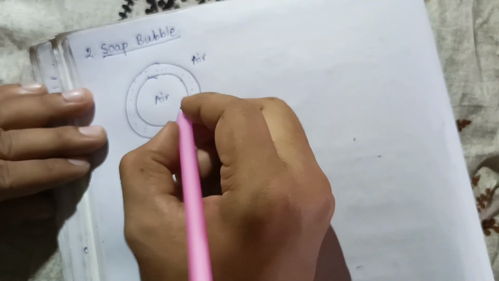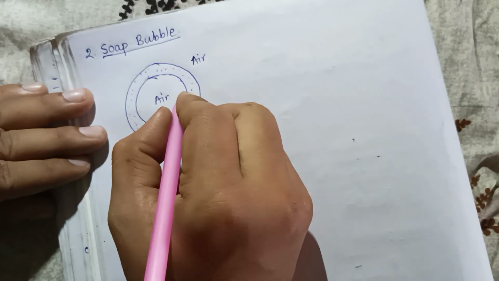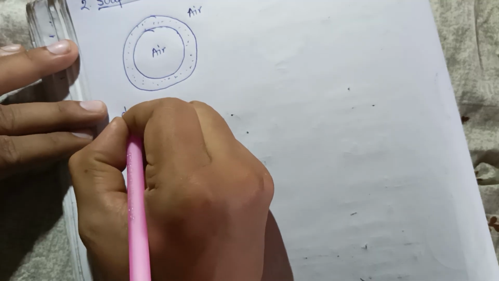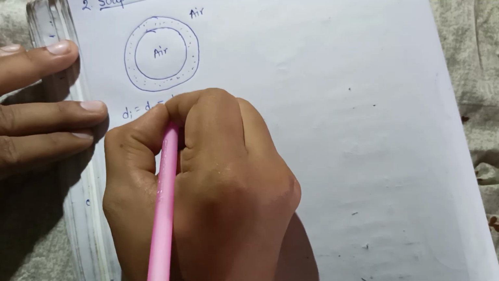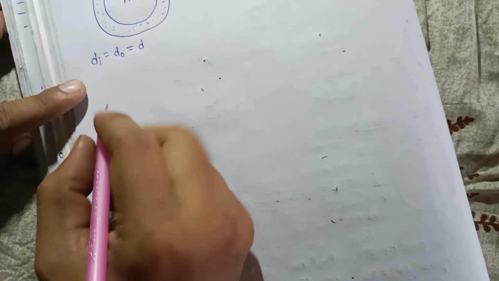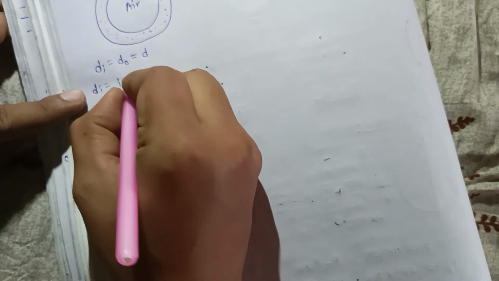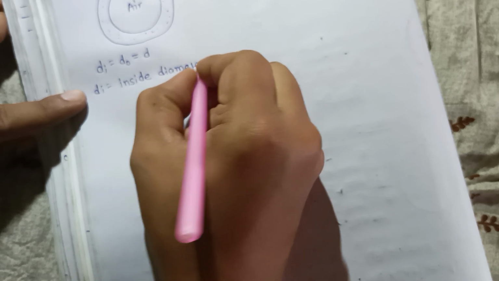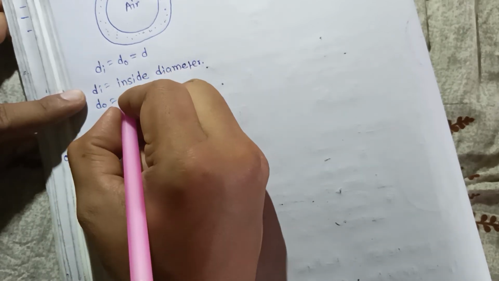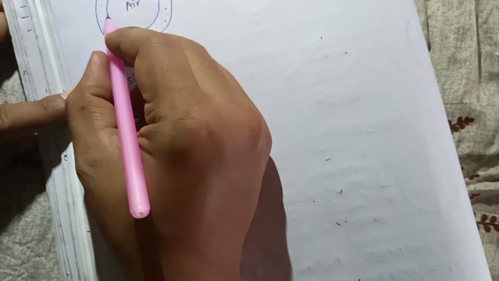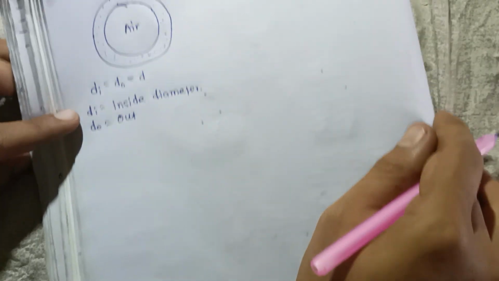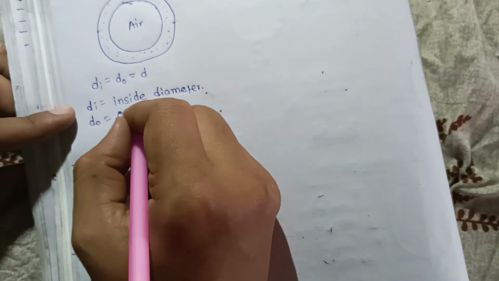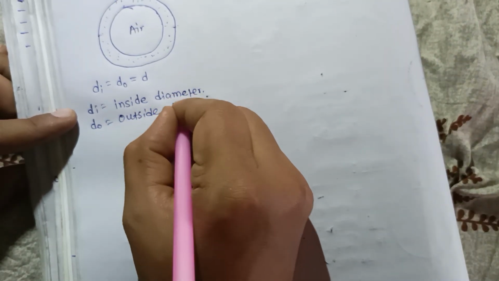Consider the outside diameter. The inside diameter is equal to the outside diameter, so consider di equal to the outside diameter, that is d. So di is the inside diameter, and do is the outside diameter. This is the outside diameter.